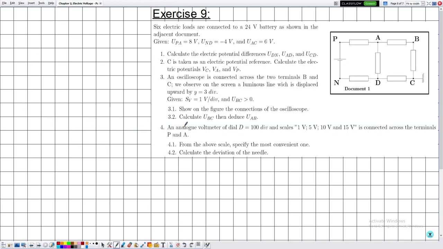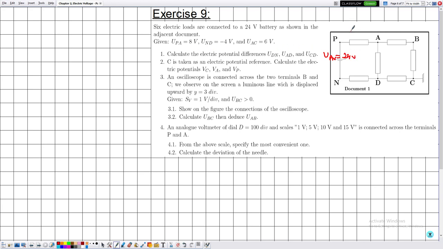And now exercise number 9. They are telling me 6 electric loads are connected to a 24 volts battery as shown in the adjacent document. So as usual, the trick in solving such type of exercises is to label the voltage on the electric circuit itself, but not only the value, but with the name and with the correct labels. Then in this case, 24 is positive, which means that we are measuring from P to N. So UPN is equal to 24 volts.